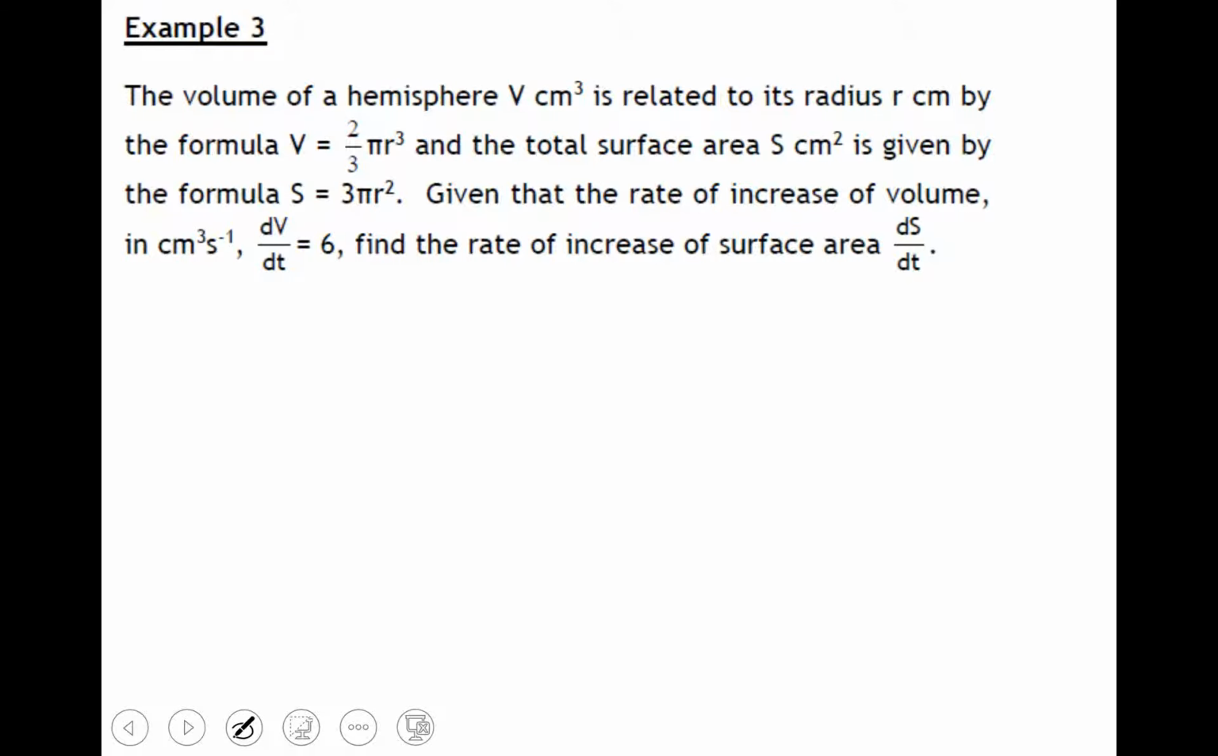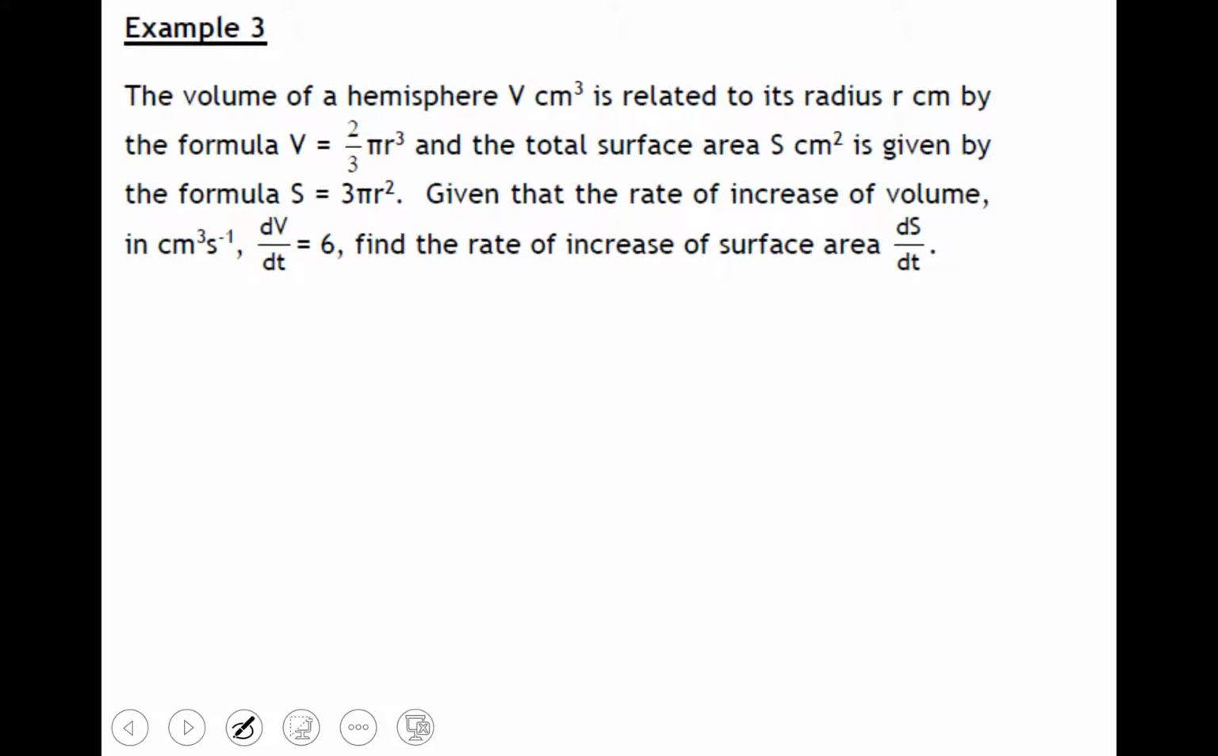The volume of a hemisphere, that's half a sphere, is related to its radius r centimetres by the formula V equals 2/3 pi r cubed, and the total surface area S is given by the formula S equals 3 pi r squared. Given that the rate of increase of volume in centimetres cubed per second, dV by dt equals 6, find the rate of increase of the surface area dS by dt.